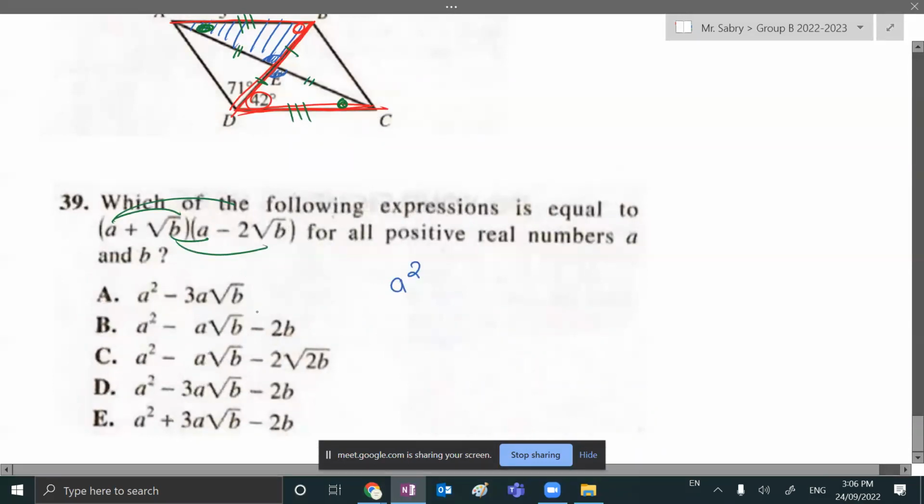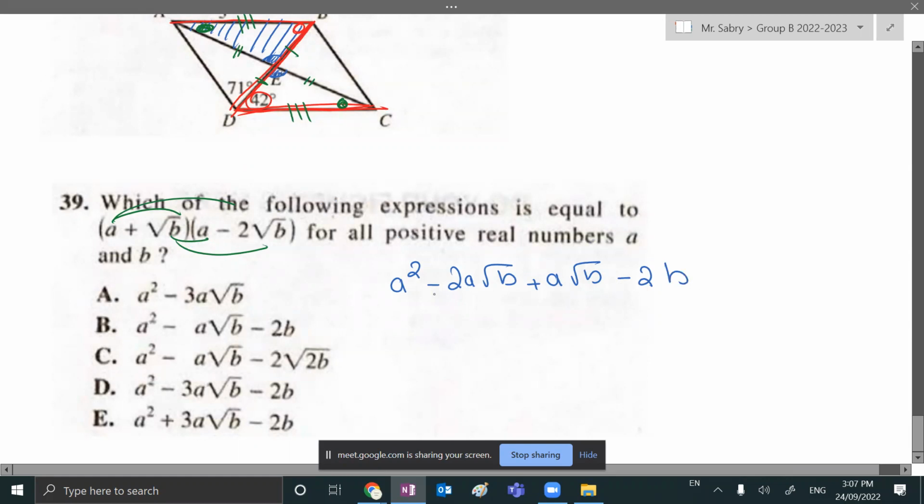Now, I want you to notice, let's continue. A times A is A squared, and then A times this is negative 2A root B. And then root B times A is positive A root B. Root B times this is negative 2. Now root B times root B, the roots will cancel each other and the remaining is just a B without a root anymore.